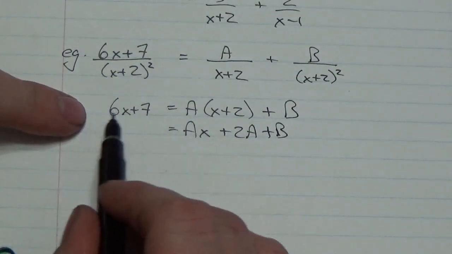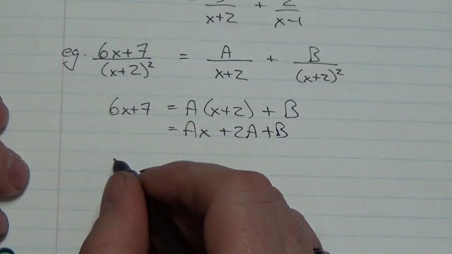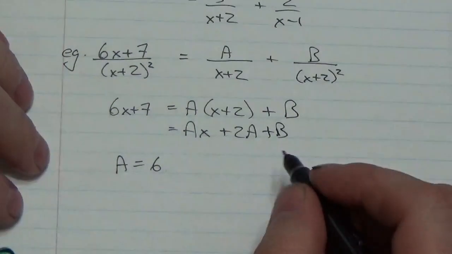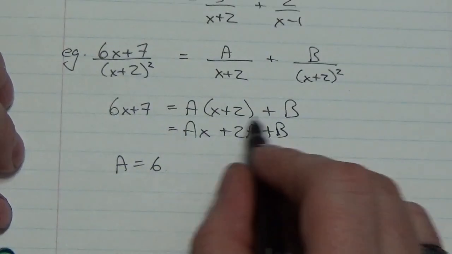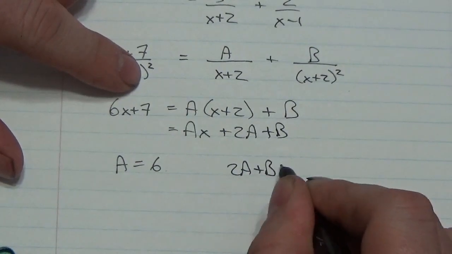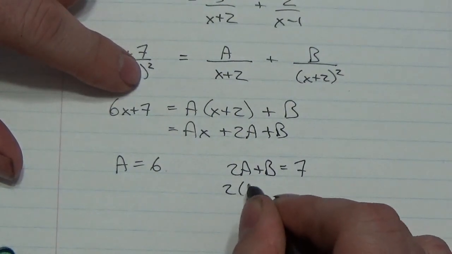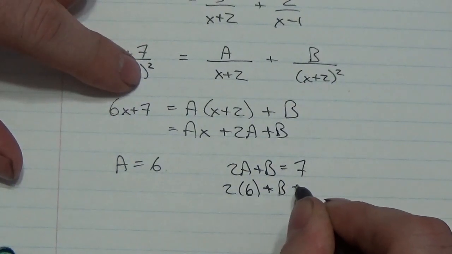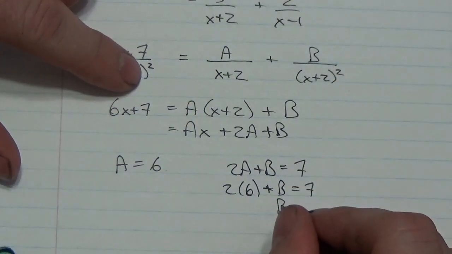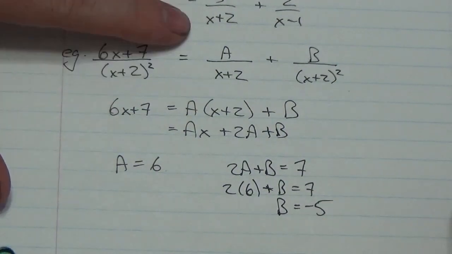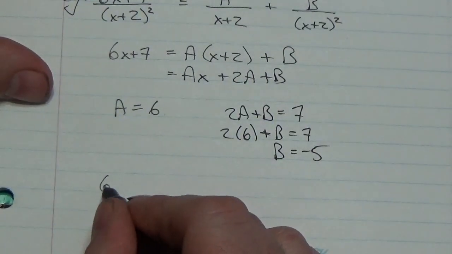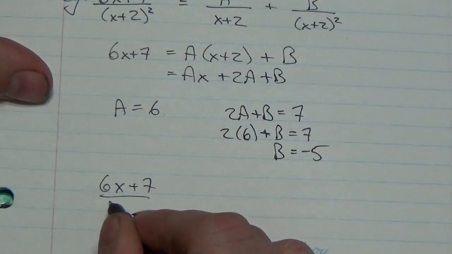The coefficient of x has got to be the same on both sides, so that means a has to be equal to 6. And then if a is 6, I can make this next calculation pretty easily, because I know that 2a + b has to equal 7, and if I know that a is 6, I can put that in right away. So that's going to be 12, and when I bring that over, I'm going to get that b is going to equal −5. And there we go. So now I've got all the information I need to take (6x + 7)/(x + 2)².